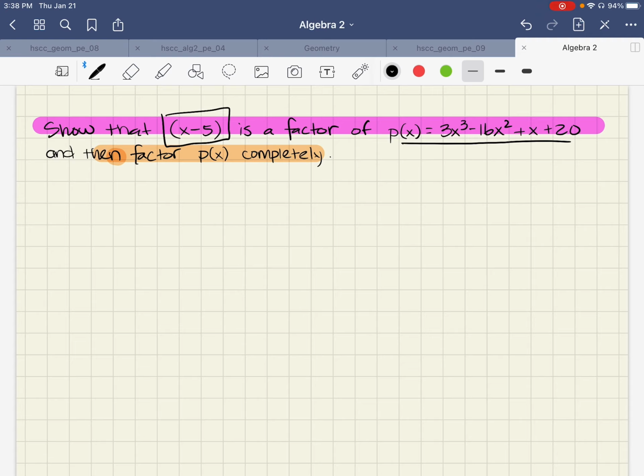You have two ways to do this. You can either do synthetic division or long division. I'm going to do synthetic division. So for synthetic division, the first thing I want to remember is that we synthetically use 5, right? We use the opposite of what's happening in that binomial. So it says x minus 5, we're going to use 5. If it said x plus 20, then we would use negative 20, all right? So that's the first thing.